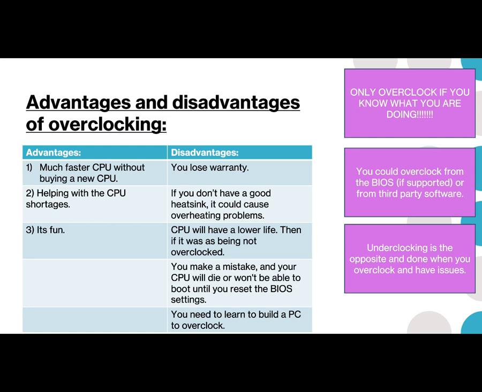The disadvantage is that we're going to lose the warranty. If we don't have a good heatsink, it could cause overheating problems. The CPU will have a lower lifespan than if it was not being overclocked. We might make a mistake and the CPU will die or won't be able to boot until we reset the BIOS settings. We'll need to learn how to overclock a PC, so that we can replace the hardware that you have overclocked too much.